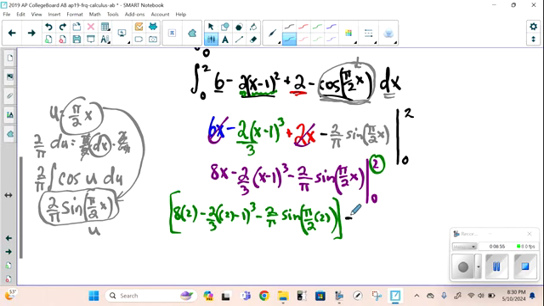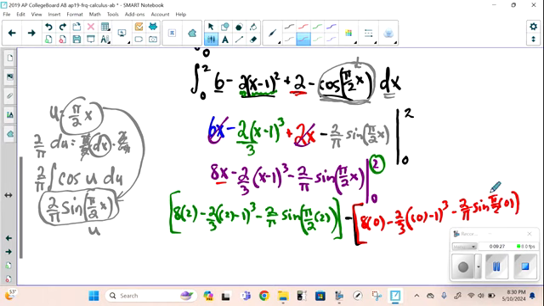Minus, now I got to put in the lower bound, zeros. Okay? 8 times 0, that's nice, it's going to be 0. Minus 2 thirds times 0 minus 1 cubed. Okay, that won't be 0. Minus 2 over pi sine of pi over 2 times 0. That's going to be nice as well. I think we're actually going to have a lot of nice things happening here. So let's start at it.